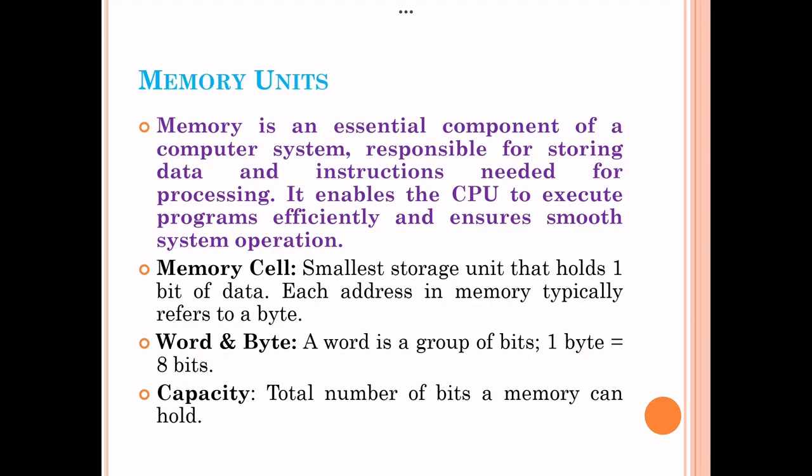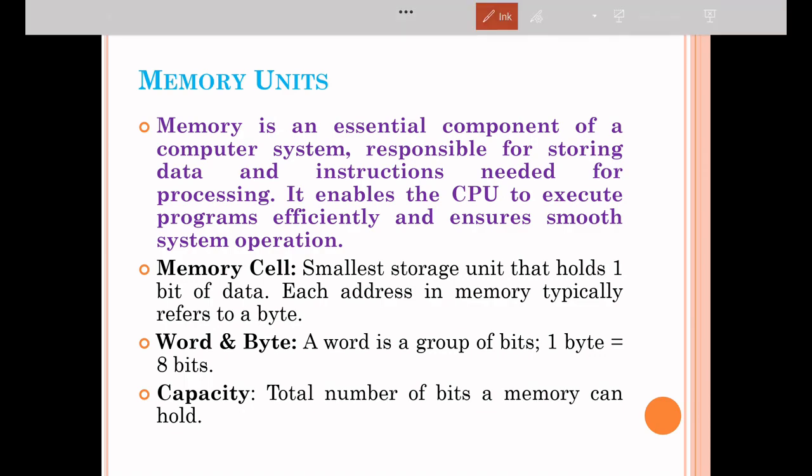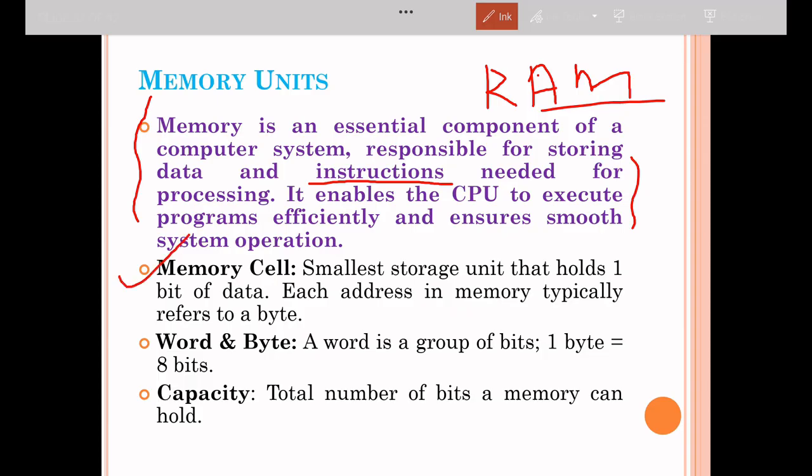Now the next one is the memory unit. What I told, the memory unit is the essential component. This definition you have to remember. Okay, it is the essential component of a computer system responsible for storing data and instructions. And why are we writing instructions here? Because of RAM. What is the meaning of RAM? Later we will discuss. Okay, so now the first term is memory cell.